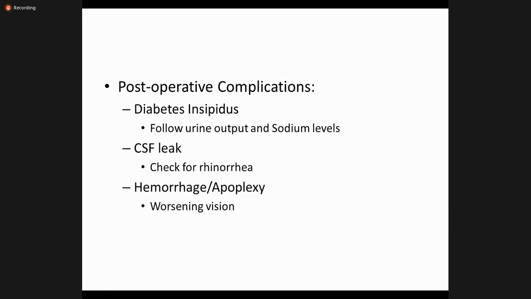What are the post-operative complications of pituitary surgery? Diabetes insipidus can occur. That is deficiency of antidiuretic hormone, resulting in the loss of a very huge amount of urinary output and decrease in sodium amount. CSF leakage, resulting in rhinorrhea, excessive amount of CSF leaking through the nose. And hemorrhage within the surgical site, at the site of the surgery. These are the post-operative complications.